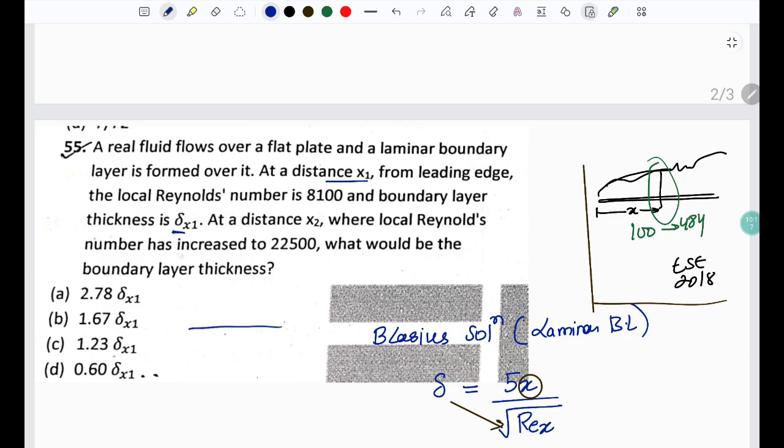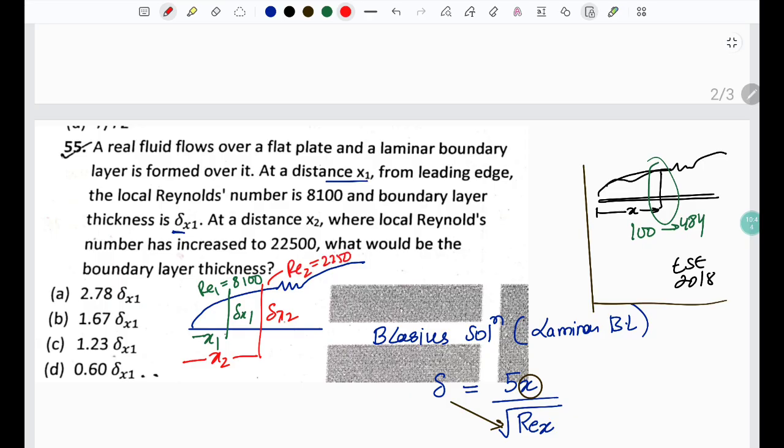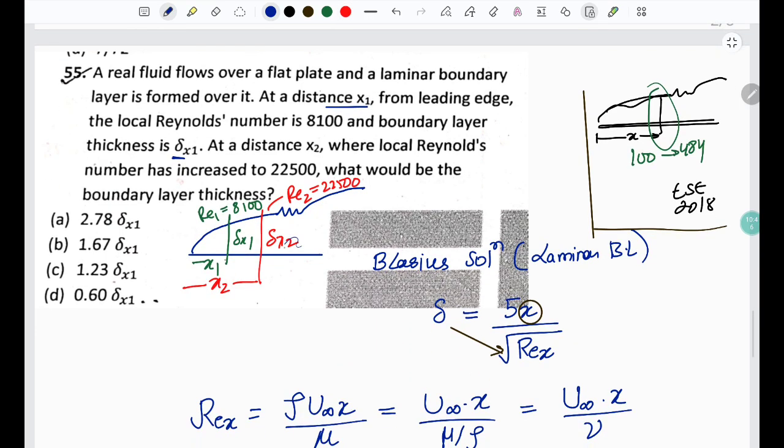He told that in the plate, let us assume that at x1 distance we had delta x1, and the Reynolds number at this point was also 8100, but at x2 distance there was delta x2, for which the Reynolds number Re2 was 22500. Hence they wanted delta x2 in terms of delta x1.